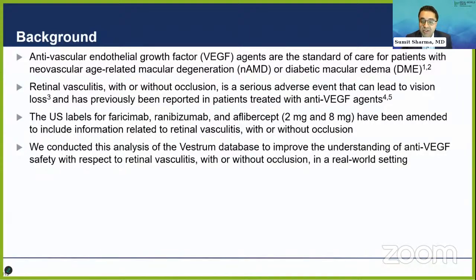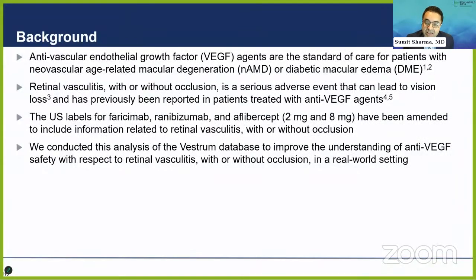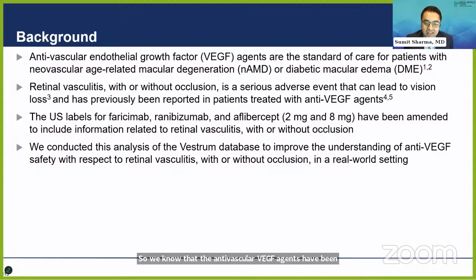So we know that the anti-vascular VEGF agents have been the standard of care for both neovascular AMD and diabetic macular edema, and that retinal vasculitis with or without occlusion is a serious adverse event that can lead to pretty severe vision loss and has been reported in patients treated with anti-VEGF agents. The US labels for faricimab, ranibizumab, and aflibercept, both the 2 milligram and the 8 milligram, were amended to include information related to retinal vasculitis with or without occlusion after approval, after these cases started to be seen.